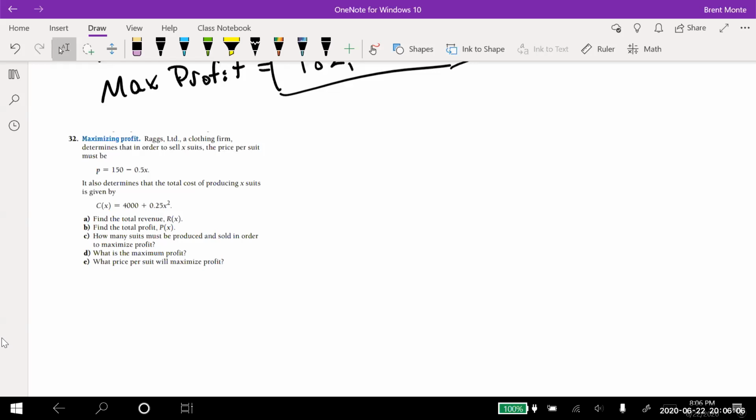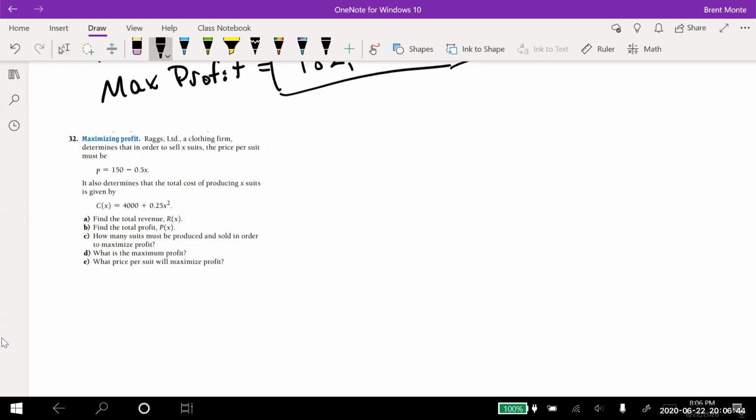Now, knowing how many suits to produce in order to maximize profit, that's important. Because if we don't produce enough, we're going to sell out, and we would be able to sell more suits and make more profit. If we sell too many, they're not going to sell at the price that we have, and we might end up losing money on those suits. So we have to know how many suits to produce. And then E is probably more important because we have to know what price to set the suits at in order to sell the number of suits we're hoping to sell. Okay, so let's go through this.